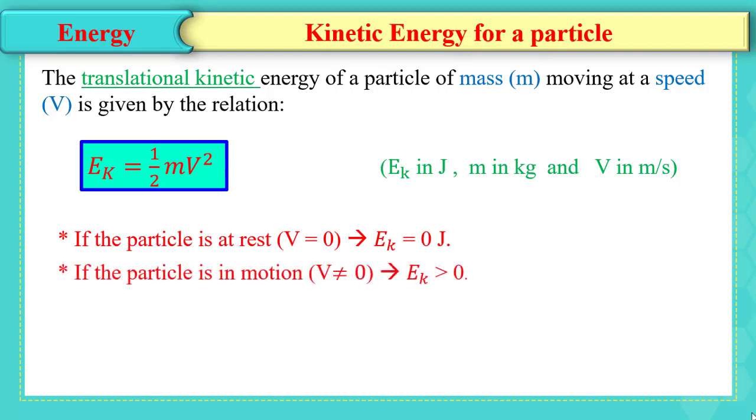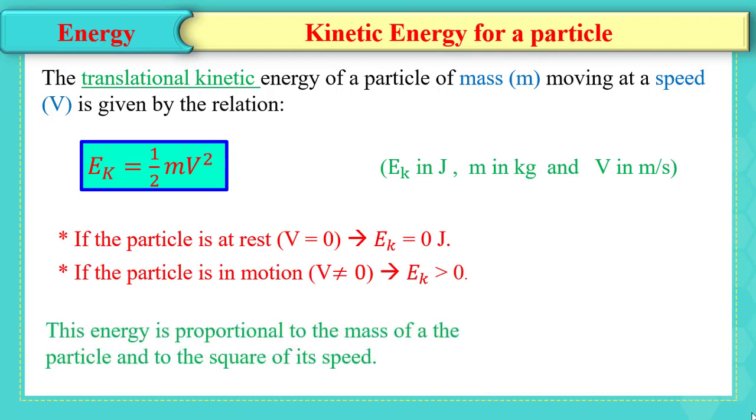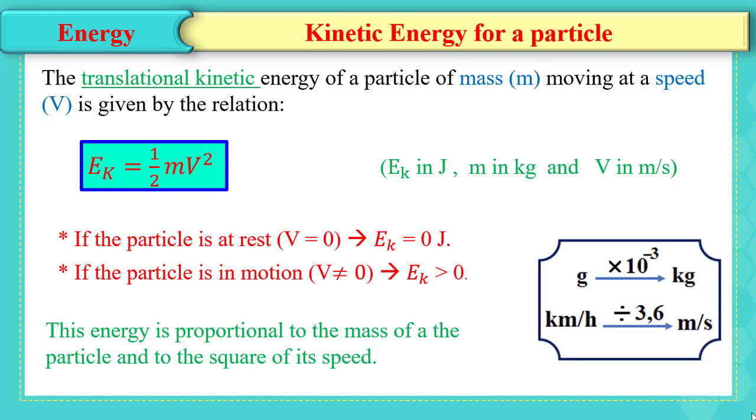And if the particle is in motion, then the kinetic energy is positive all the time, since it depends on mass and the square of its speed. Note that we should use the SI units, so to convert from gram to kilogram, we should divide by 1000 or multiply by 10 to the power minus 3. And from kilometers per hour to meters per second, we should divide by 3.6.